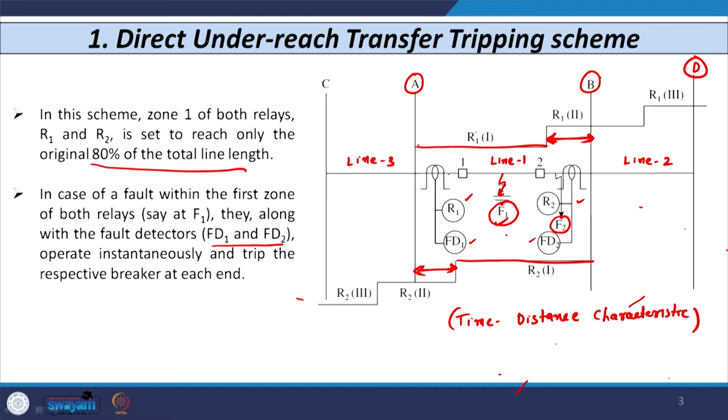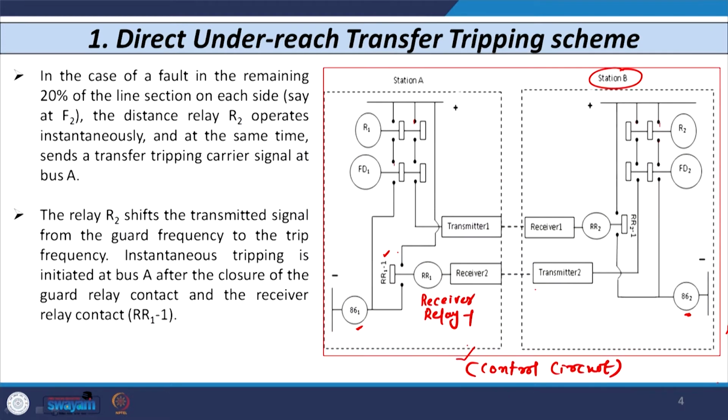Same way, if a fault occurs somewhere here, let us say F3, then R1 operates instantaneously, it gives a command here, and it directly energizes this coil. At the same time it gives a command to the transmitter that is received at substation B by receiver 1, and hence a receiver relay coil is energized and its contact closes, and hence further tripping is initiated by energizing the coil of 86.2. So, this is how the direct underreach transfer tripping scheme works.